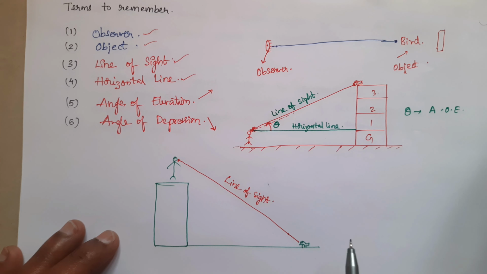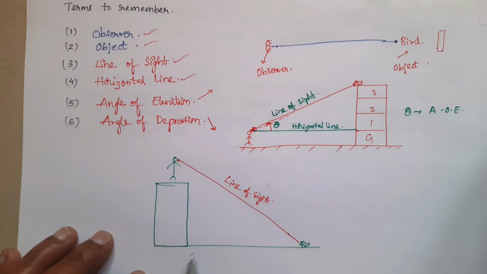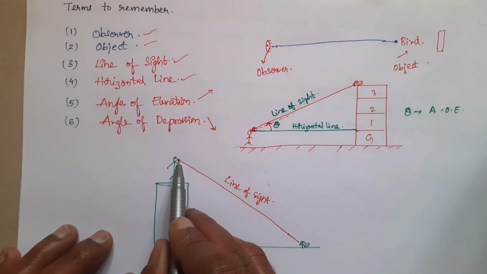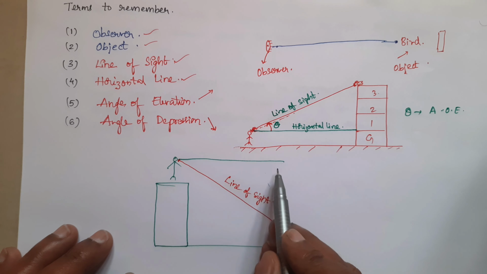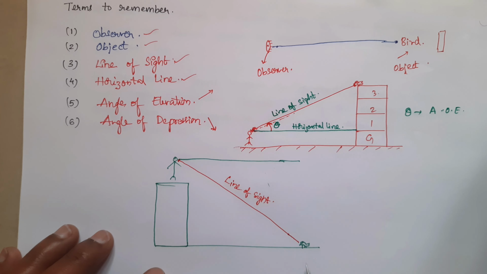Now here, what do you mean by horizontal line? Many will make a mistake here. They will take the line from the object to this building as the horizontal line. No, we should not consider the horizontal line like this. Horizontal line means the line which is parallel to the ground, and we have to start it from the eye. So this is called the horizontal line.